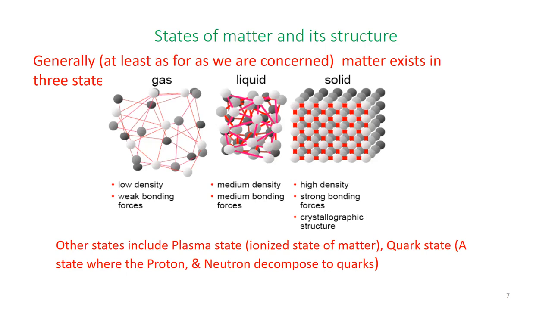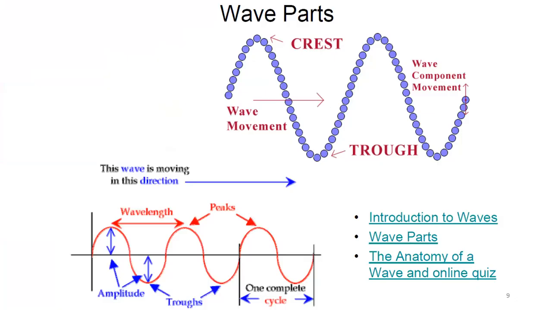Solid has high density, strong bonding forces, and a crystallographic structure. Liquid has medium density and medium bonding forces. Gas has low density and weak bonding forces. So liquid is medium and medium. That is okay. And then wave movement.